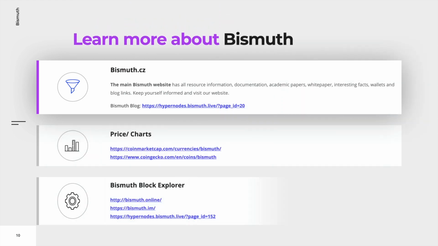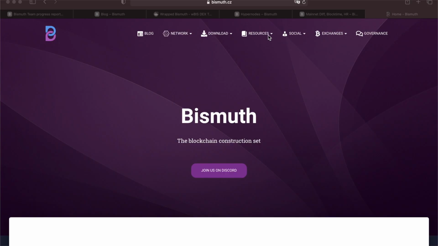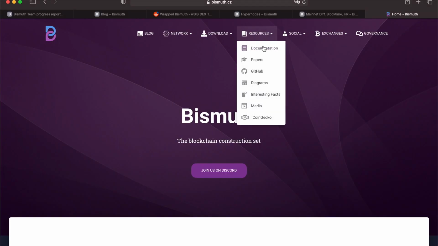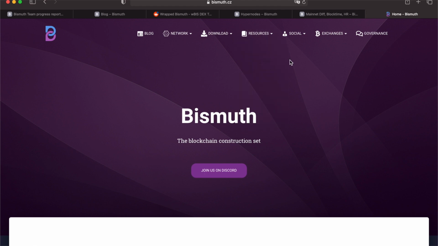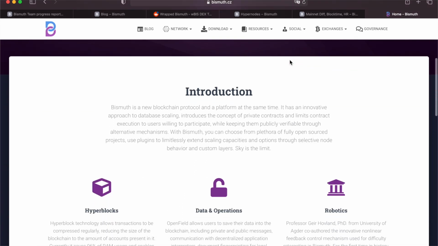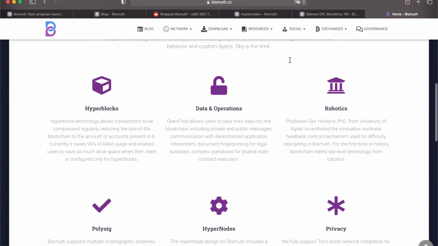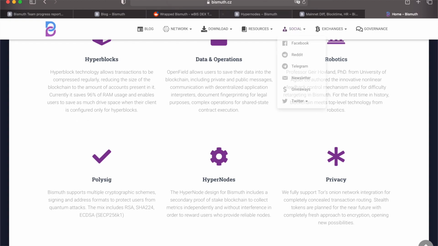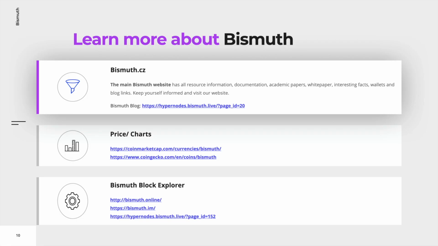You can find all Bismuth-related resources on the main Bismuth website. Please do visit the website and learn more about Bismuth. You will find there all technical links, for example, the published academic papers, the Bismuth white paper, supporting different languages like Chinese, Japanese, and Korean. And of course, you find on the website all Bismuth blog posts, including all the progress reports. So please check them out.